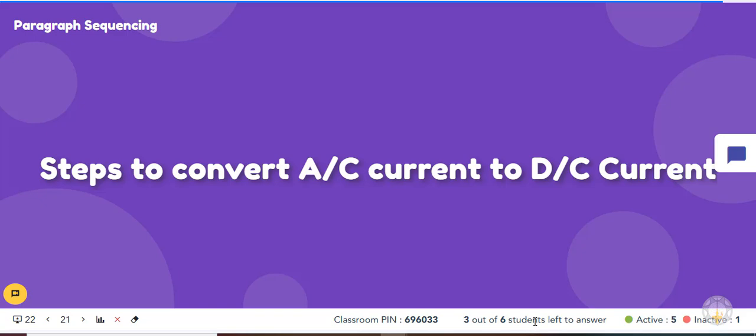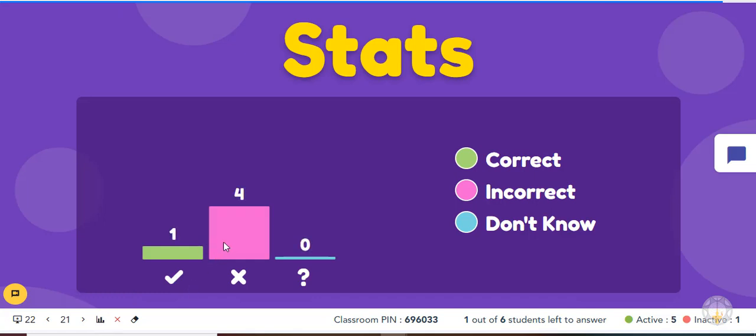Here you can see 3 out of 6 students are left to answer. Now 2 students are left to answer. Now we are ready to see the statistics. Only 1 student has given the correct answer and 4 students are wrong. 0 students reported that they don't know the answer. Thank you. The presentation is done.